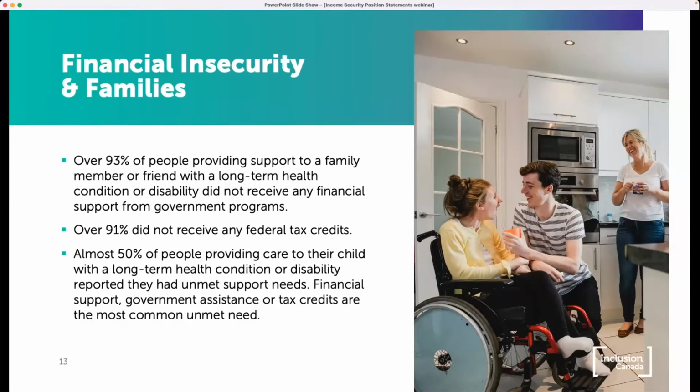Often, one parent stays out of the workforce to meet the support needs of their family member. This has a significant financial impact on families. Families of children with disabilities often live in poverty. Aging parents are typically expected to continue providing support to their adult family member. Being part of a family is key to the inclusion and belonging of people with an intellectual disability.